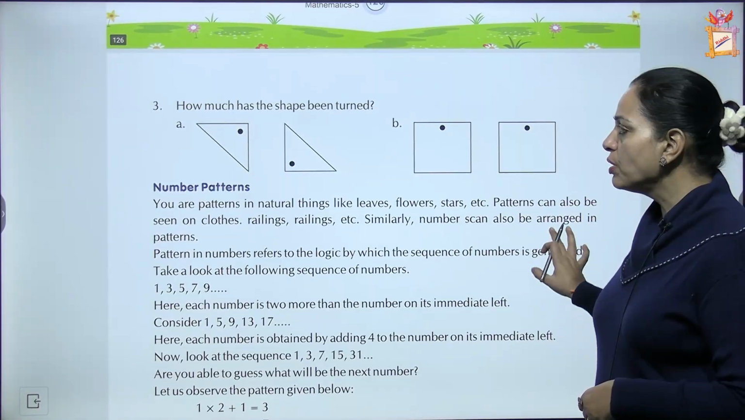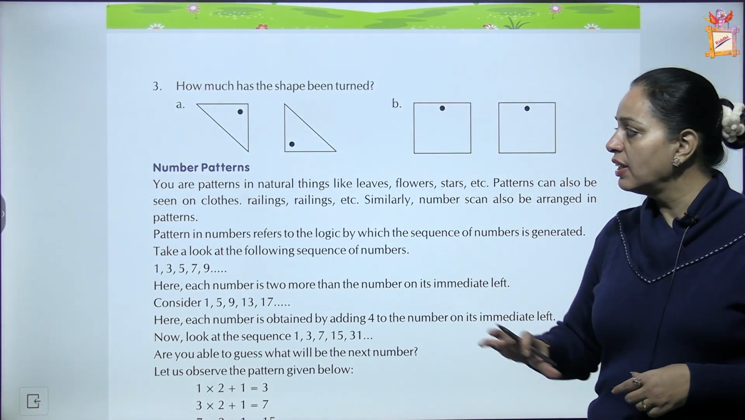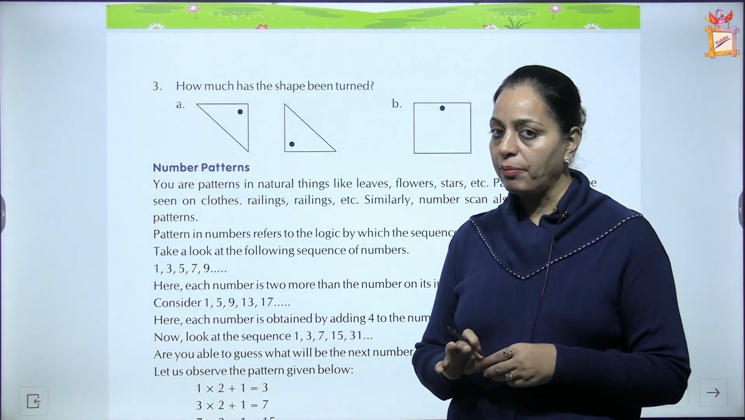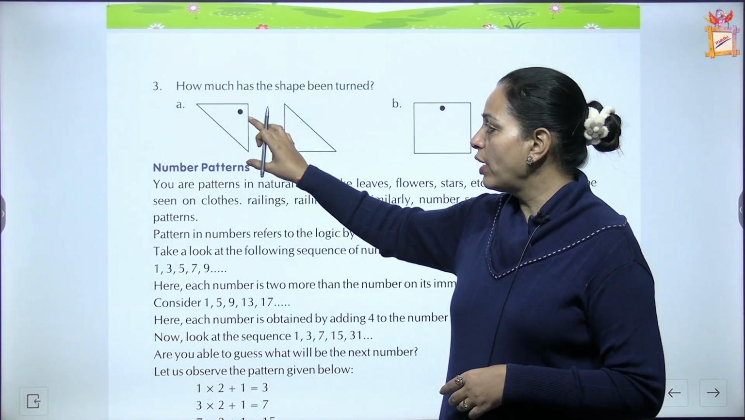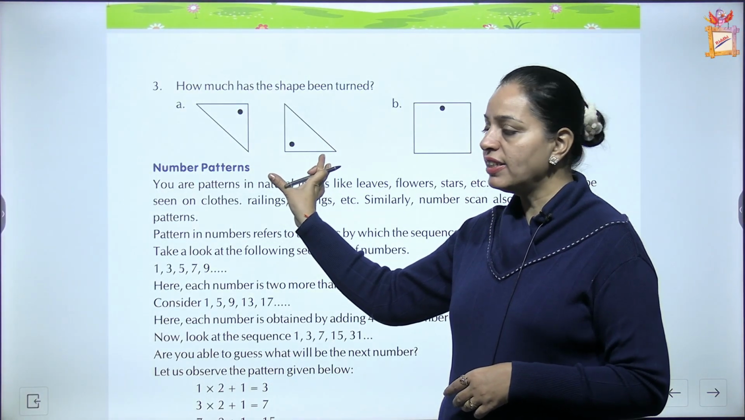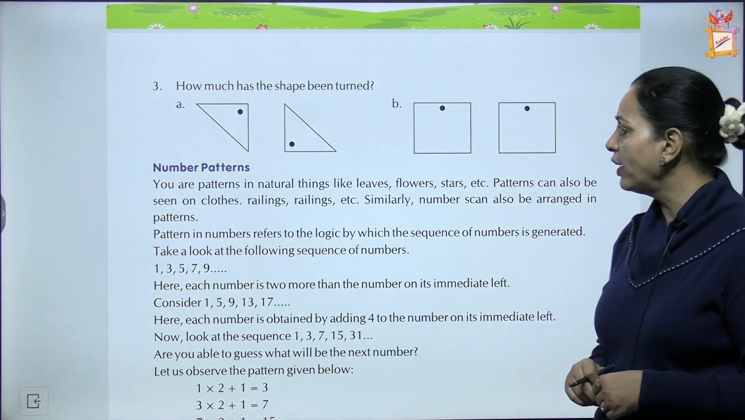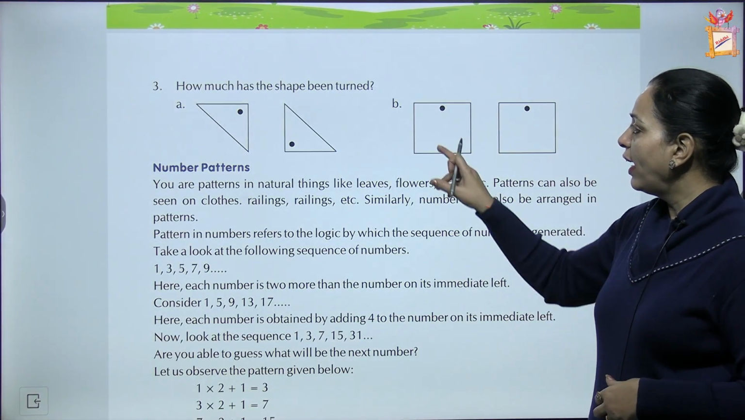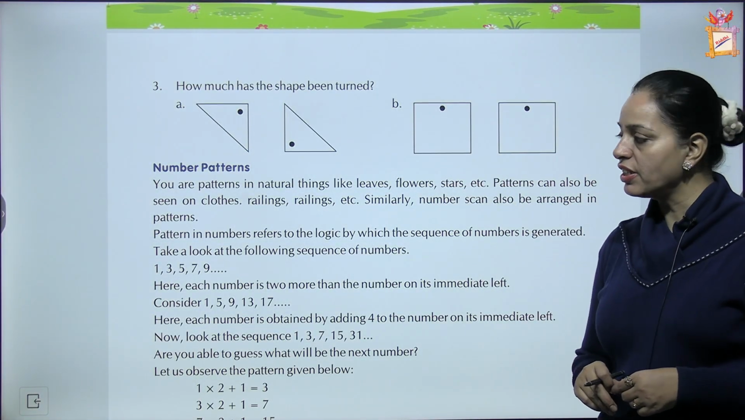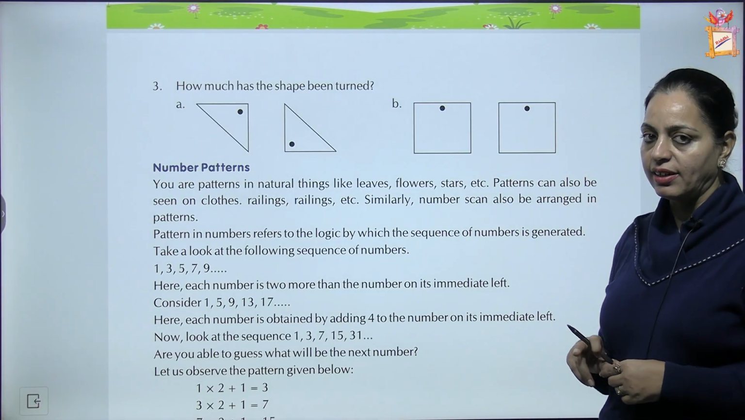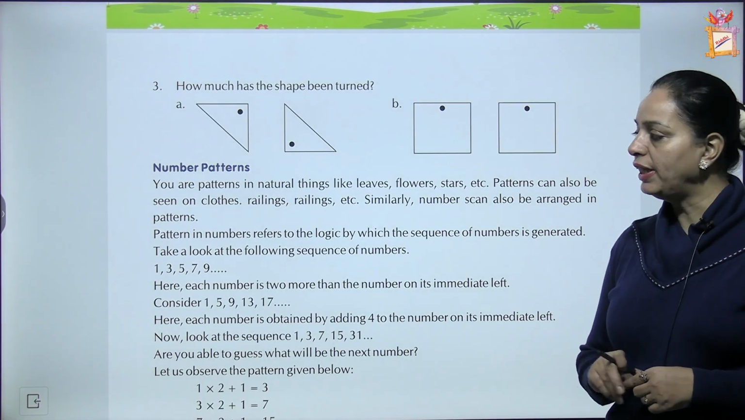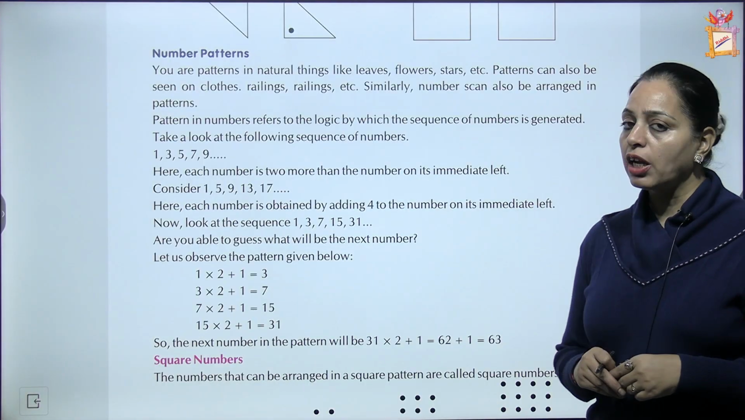The third, how much has the shape been turned? How much have we turned the shape? So like this, 1 turn 90, then 2 turns. So here 2 turns means 180 degree, half. And then here you can just find it out, 1 complete turn. Same, 1 complete turn.